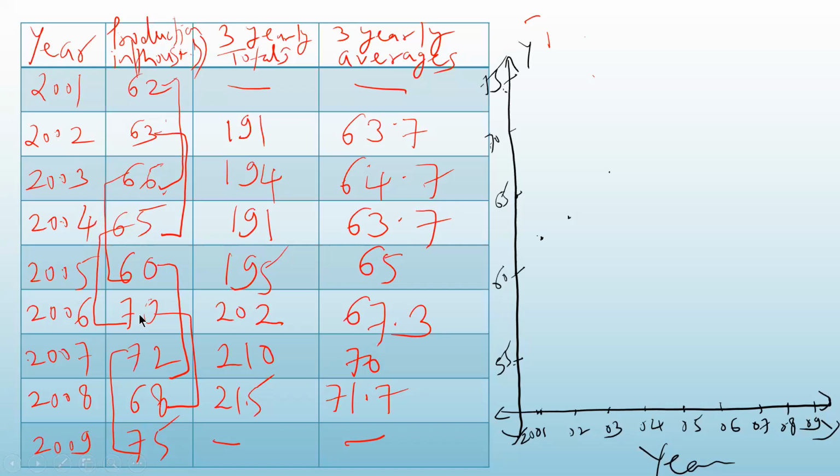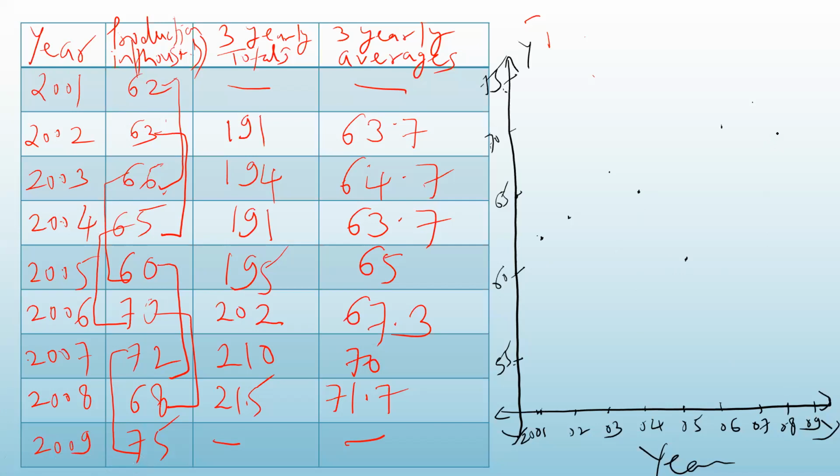2003 66, 2004 65. For 2004 it will be 65. Okay. 2005 60. For 2005 it is 60. Yes, 60. 2006 70. 2006 it has gone high, 70. 2007 72. 2007 72. And 2008 again it has come down.